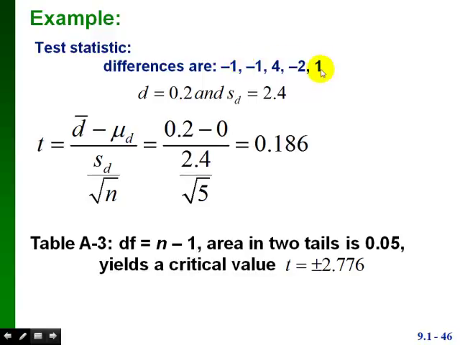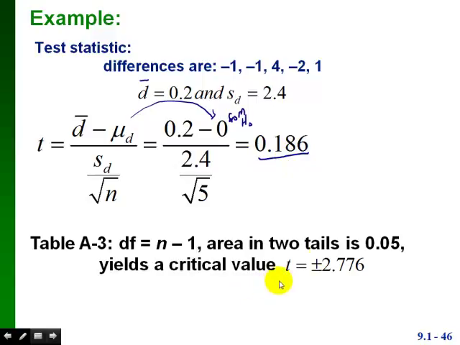And here were our 5 differences that we had. If we calculate our statistics from that, if we calculate the mean of these differences, it's 0.2, and the standard deviation for these 5 values would be 2.4. So we can plug everything in here. Remember, again, this value right here is going to be 0 because this came from our null hypothesis. And if we plug in everything else, we get a test statistic of 0.186.